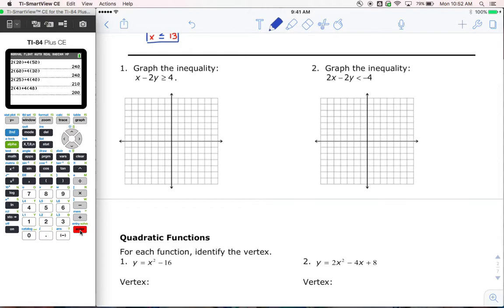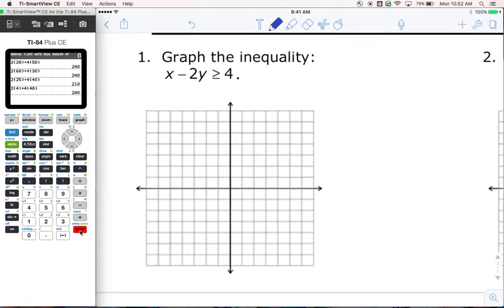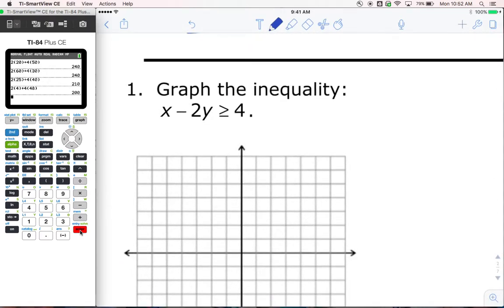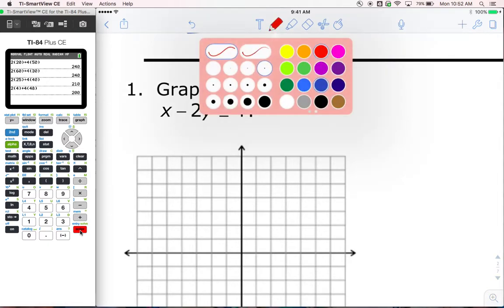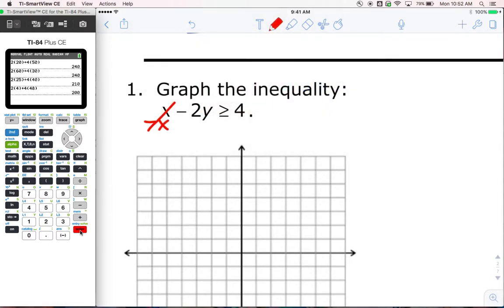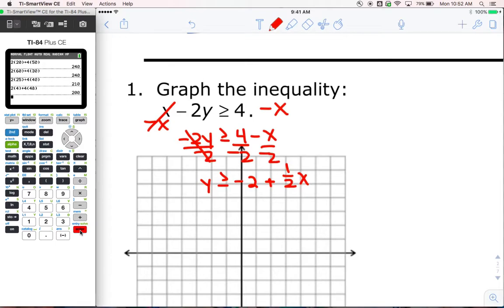Now we're looking at graphing inequalities. If we're going to do this, there's actually a bunch of different things we have to do. If we're going to graph it, we need to get y by itself. So the first thing we got to do is get rid of this x over here. So I'm going to subtract x from both sides. Now I've got negative 2y is greater than or equal to 4 minus x. Once we divide out the negative 2, now I've got y is greater than or equal to negative 2 plus 1 over 2x. Wait a second, I made a mistake.